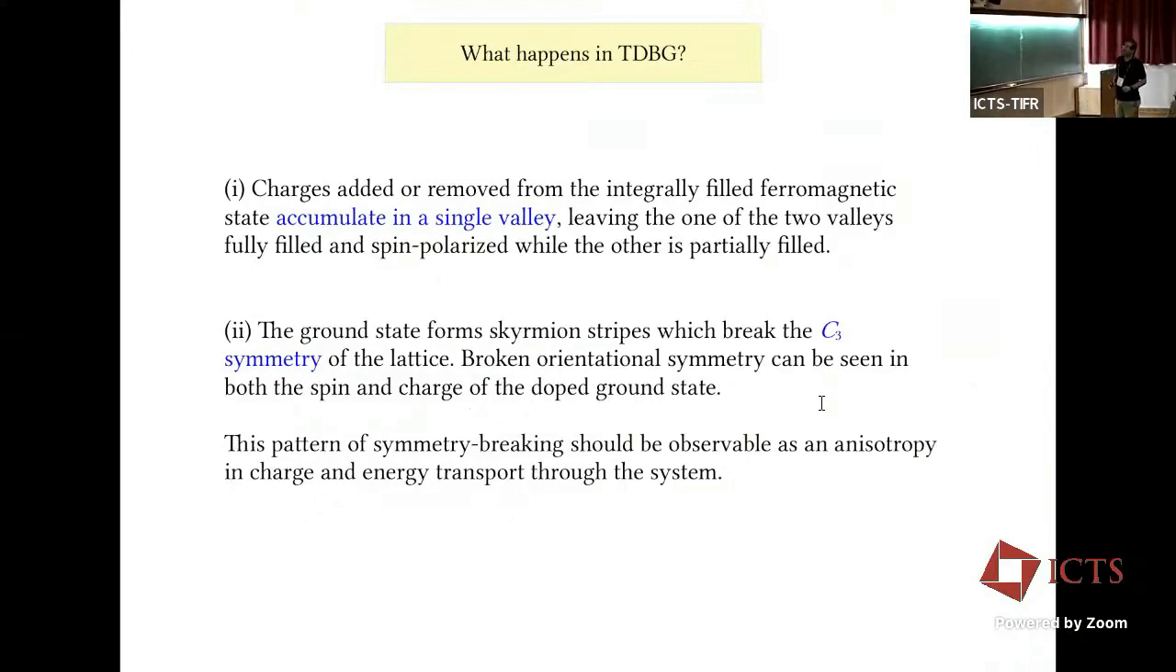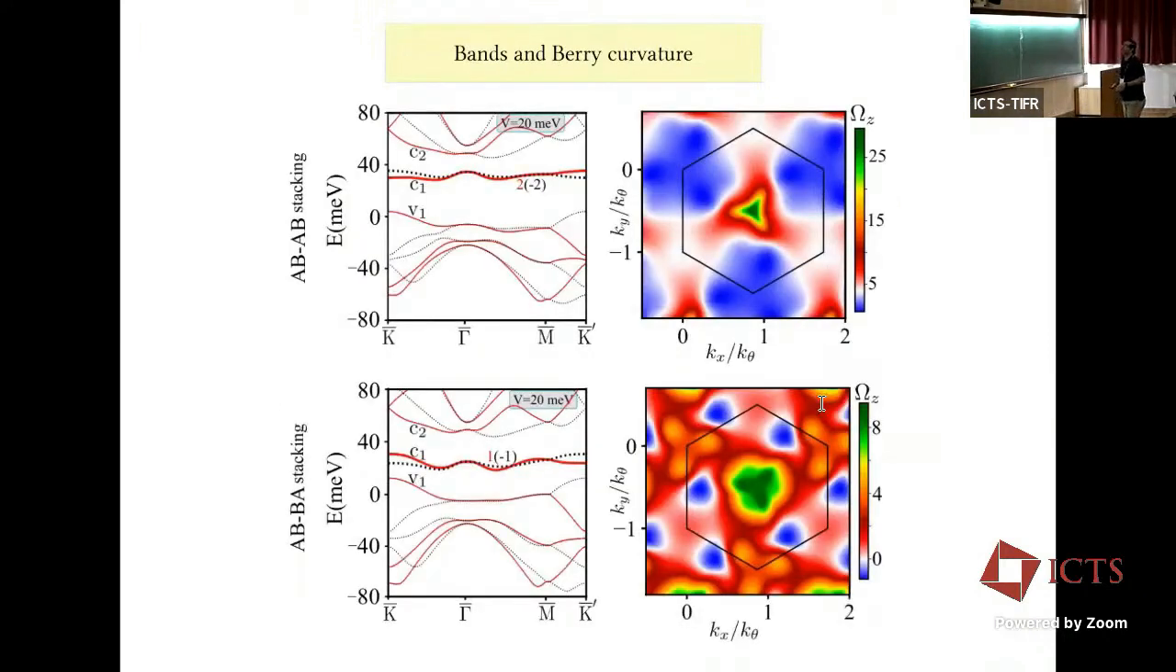So what happens in TDBG? What we find is that indeed the low energy state has a Skyrme lattice, but it has some additional features. One is that we find the additional charge we put in, if the charge is small, mostly gets accumulated in one of the valleys. The other valley remains half filled and spin polarized. We also find that this system breaks C3 symmetry by charge ordering. It forms a striped order in charge. We'll explain some more details of it.